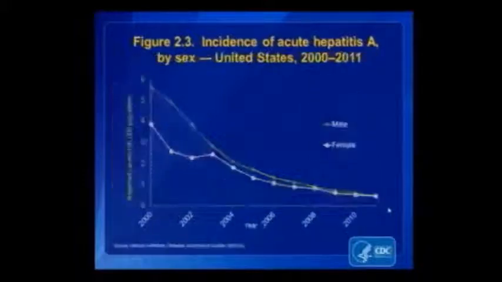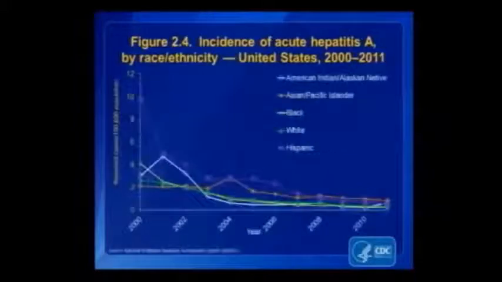And this is just a breakdown by sex. As you can see, males have been more affected than females with hepatitis A. And of course, here in 2011, they're pretty close now with their incidence rates for Hep A. And this is by race, the incidence by race. And Asian Pacific Islanders, of course, tend to have the highest rates of HAV, and blacks and whites have the lowest here in the U.S.